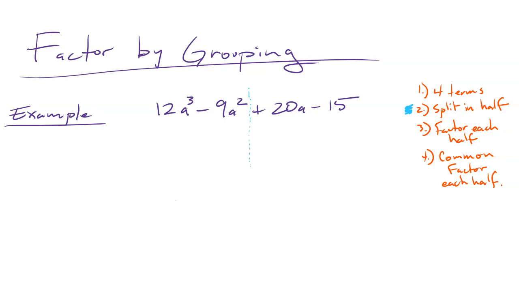And this imaginary line is us looking at the first half, looking at the second half, and we do them separately. So that's what this means when it says factor each half. So I'm going to look at 12a cubed minus 9a squared. Okay, so 12 and 9.